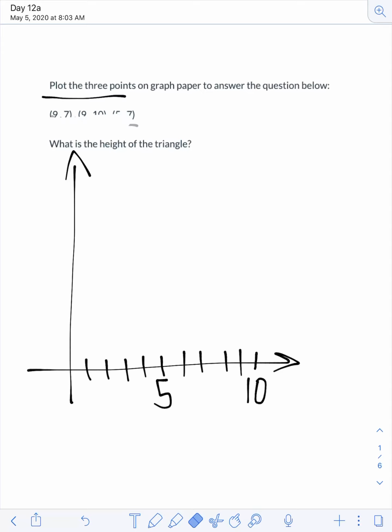Now, let's look at the biggest y numbers. We have a 7, a 10, and a 10. Oh, 10 is the biggest. Cut it in half. 1, 2, 3, 4, 6, 7, 8, 9. Okay? So, here's what we got. Now we have the graph.